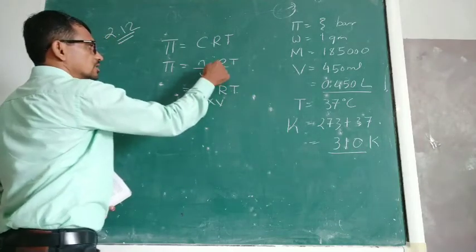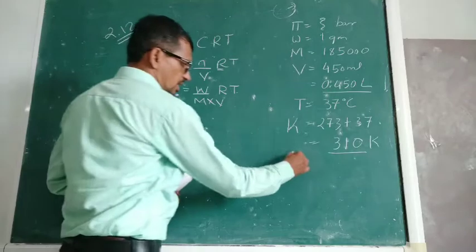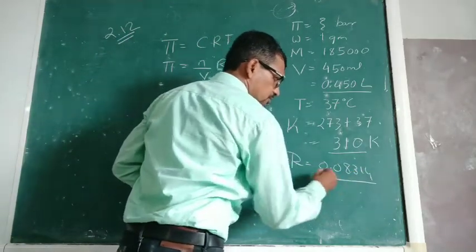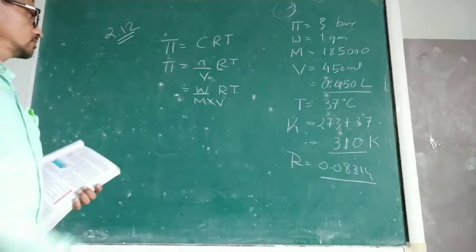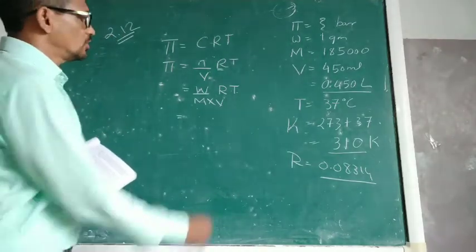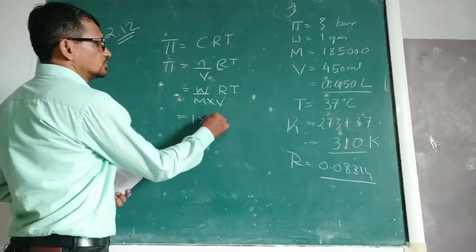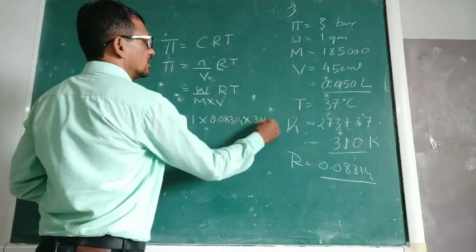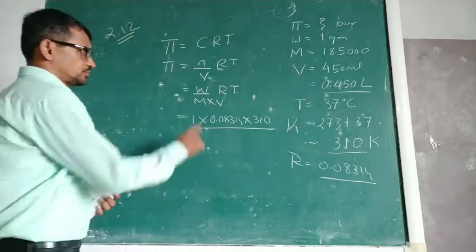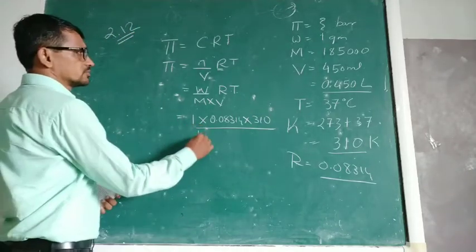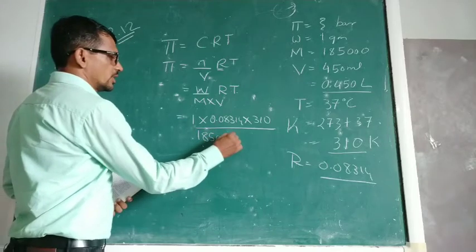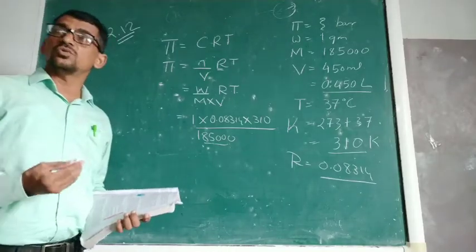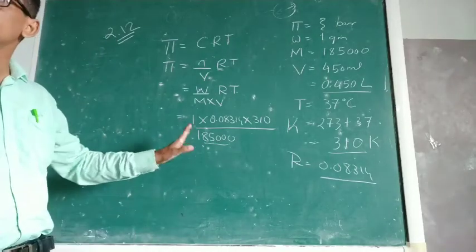So weight upon molecular weight into volume, R and T. Here another thing is not given, that is R. So we will write R, 0.08314. That is a constant. So we will put it here, W is 1 gram, R is 0.08314, into temperature 310, into molecular mass, here you can check, 185,000.